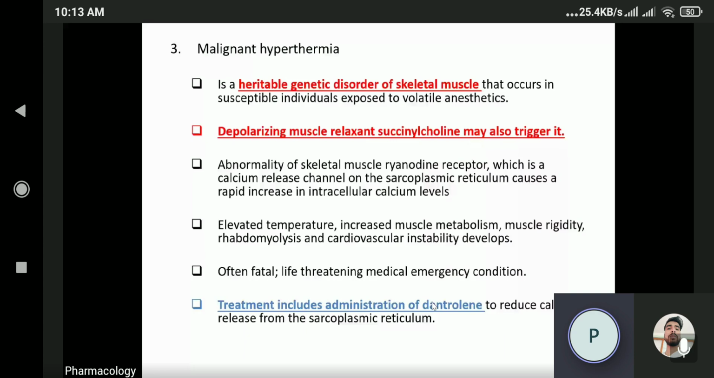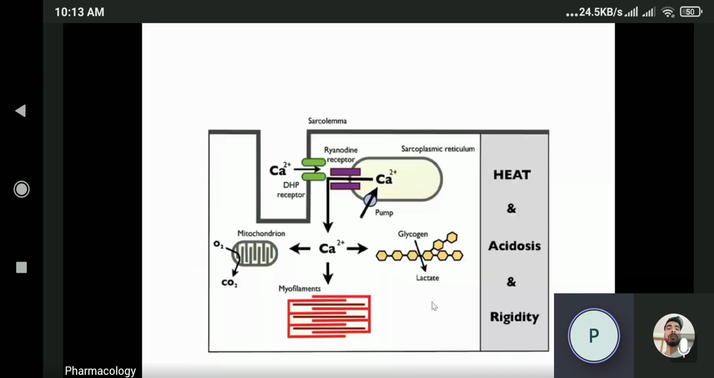So this is again represented in the figure here. This is mainly seen in a susceptible group of individuals where it is genetic and heritable, not seen in every individual. You can see the ryanodine receptor in the sarcoplasmic reticulum here. In these genetically abnormal individuals, there will be an abnormality in these ryanodine receptors, which will result in abnormal release, there will be no control of release of calcium into the cell.